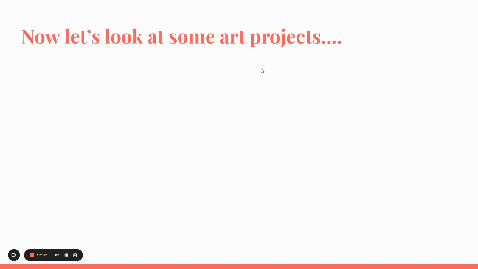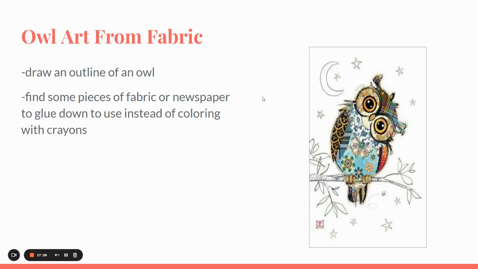Now let's look at some different art projects. So this is an owl made out of fabric, but you can also use newspaper. So you can look around your house if you have little bitty pieces of fabric. You draw the owl first, and then you put glue on it, and then you paste all the little pieces down. And it could be different things. It could be pieces of tissue paper, pieces of clothes, different things. You could take paper towels and color them with markers, and then cut up the paper towels and glue them on there. Just have some fun with it.